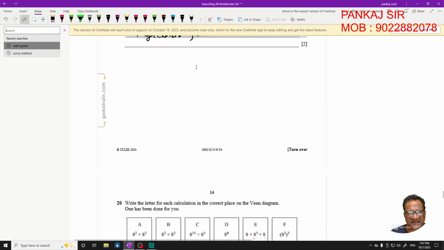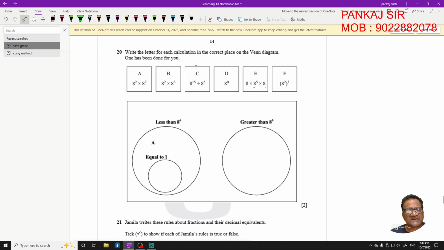Let us move on to the next one. Write the letter for each calculation in the correct place on the Venn diagram. So there is a Venn diagram given over here. This is the outer circle, where it is written less than 8 raised to 6. This is another circle, greater than 8 raised to 6. And in this you have one more circle, which is equal to 1.